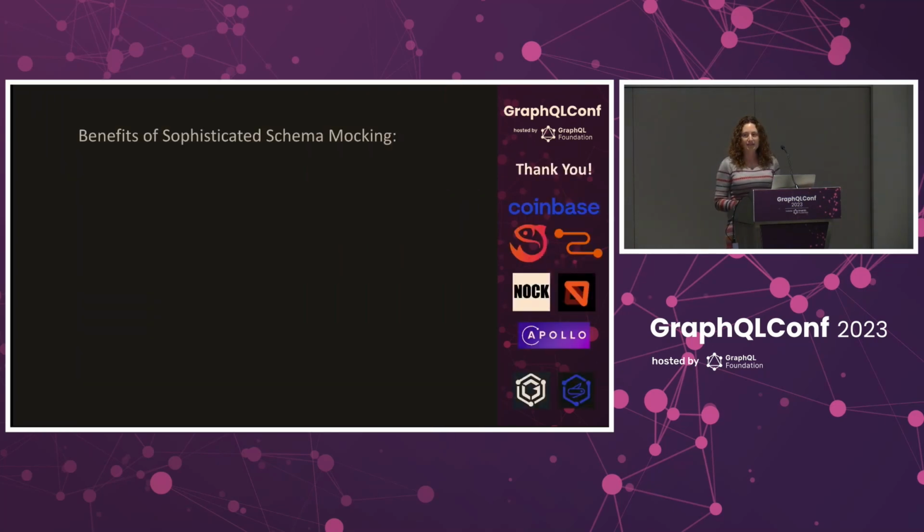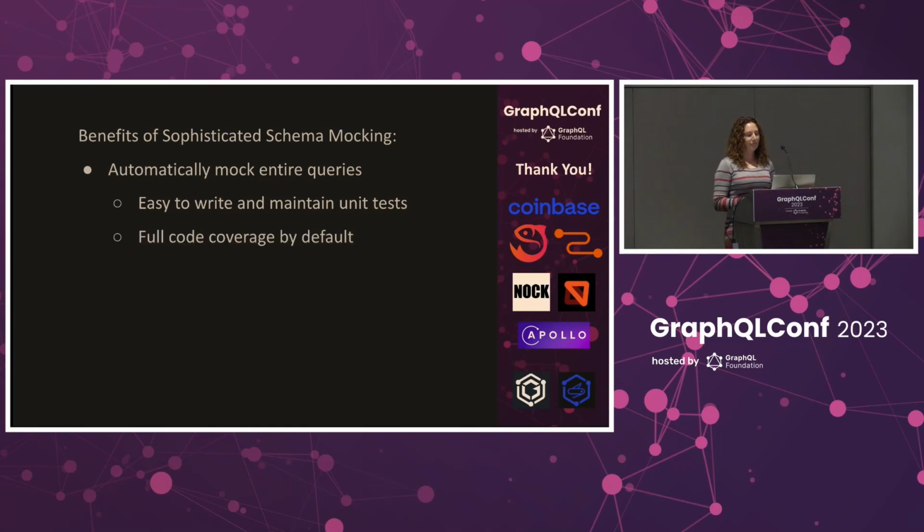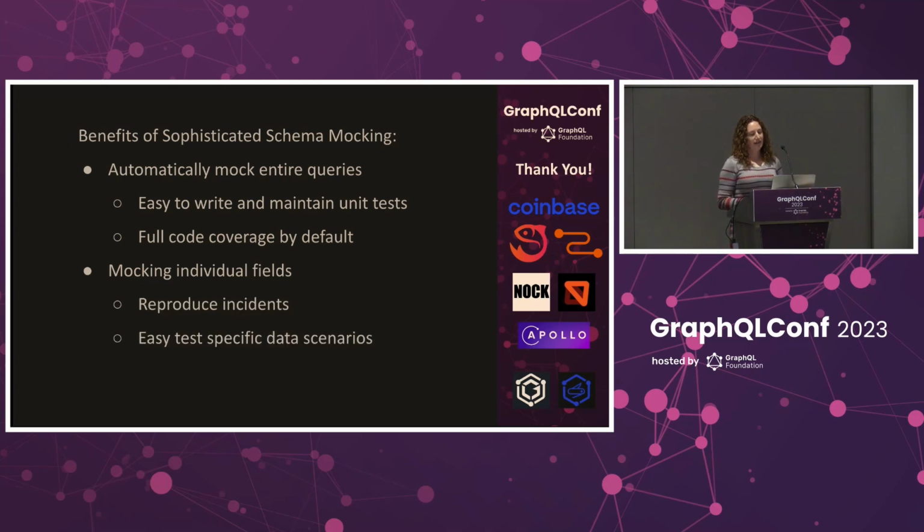All right, so in closing, let's just highlight the benefits again. When you can automatically mock entire queries, you can easily write and maintain your unit tests. You get full code coverage by default. When you can mock individual fields, you can reproduce incidents quickly and precisely, and it makes it very easy to test specific data scenarios in your debugging environment. And having these types of tools unlock a lot of possibilities to build upon them and create other really great tools for your engineers to use.